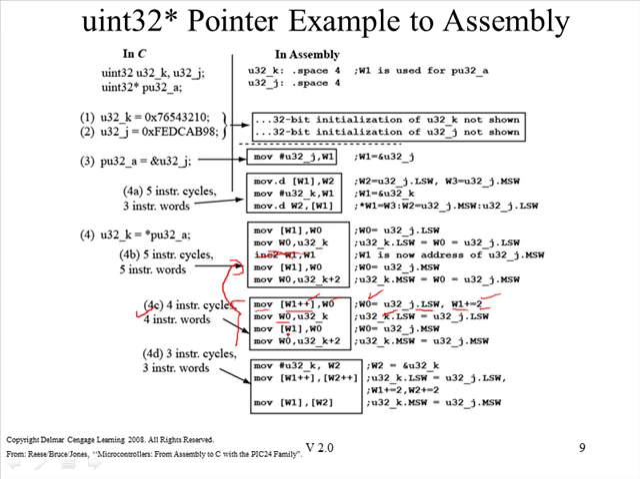Then, since W1 is now, by the fact that this post increment is now pointing at the most significant word of J, we can now copy that into W0 and then move W0 into the most significant word of K. This approach is going to use W2 to contain the address of K. At that point, we can say move what W1 is pointing at, and W1 is pointing at the least significant word of J, to what W2 is pointing at, and W2 is pointing at the least significant word of K.